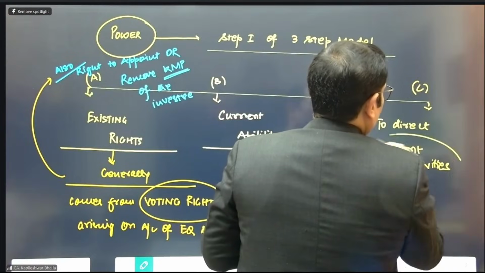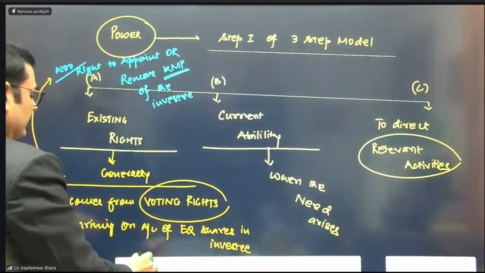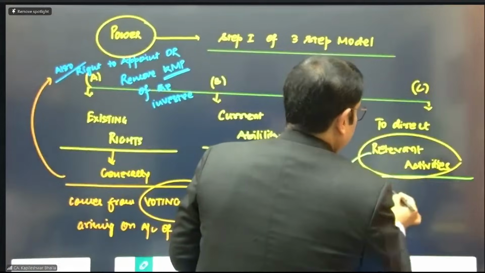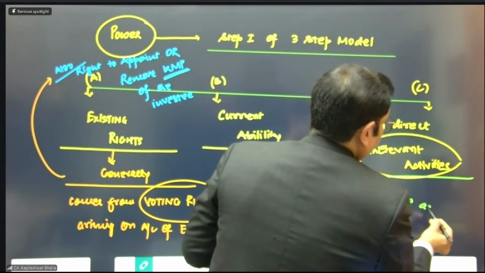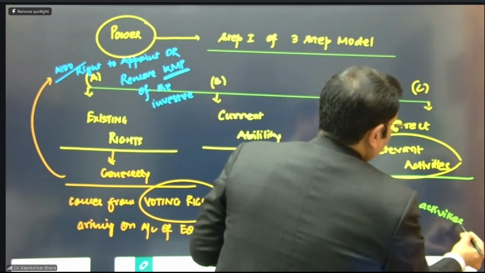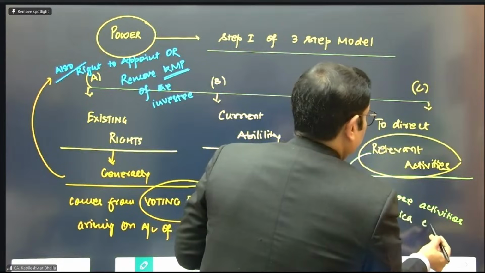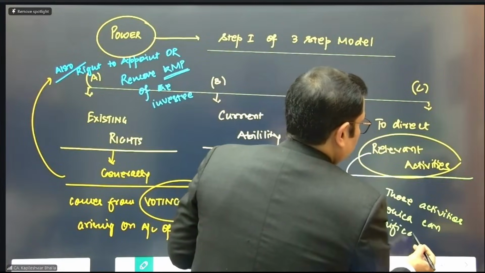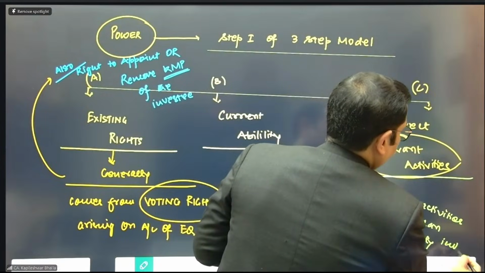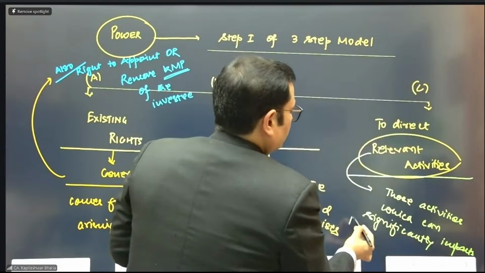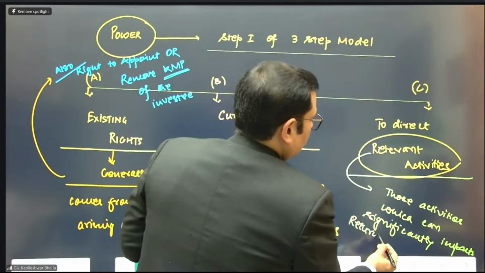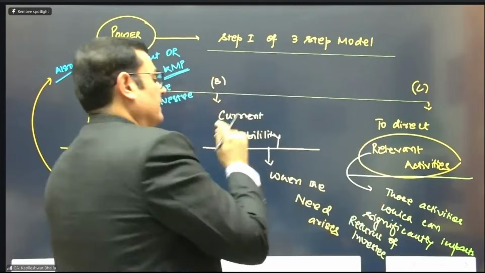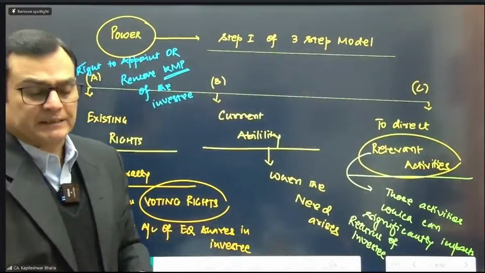The standard has also given us a list of relevant activities, but per se, when you're looking at relevant activities, we can say those activities which can significantly impact the returns of the investee. So all those activities which could significantly impact the returns of the investee.